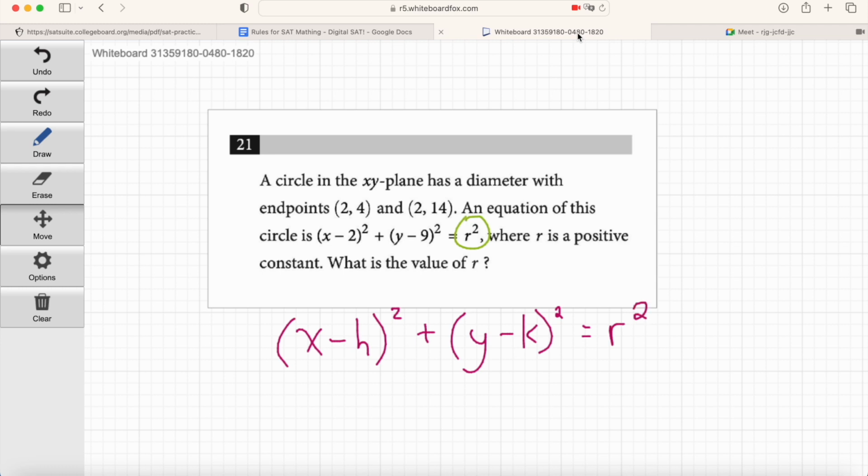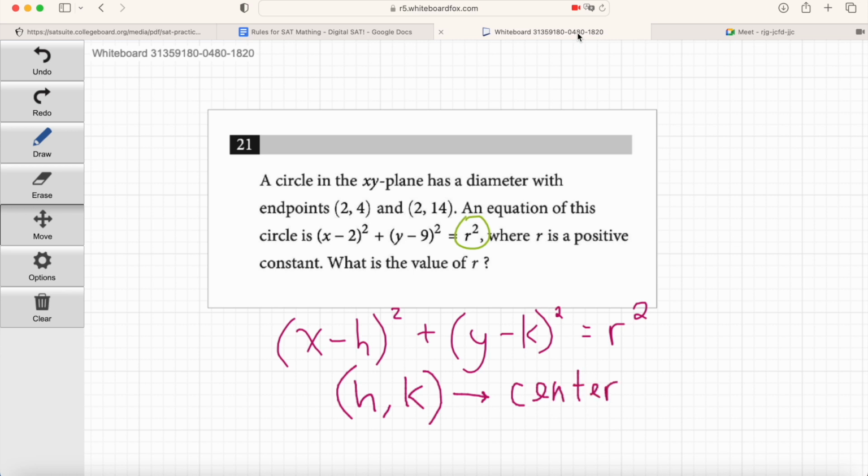And that's where r is the radius of the circle. I want to make that really, really clear. R is the radius of the circle. And then h comma k is your center point of the circle. It's not actually on the circle, right? It's kind of the bullseye in the middle of the circle. I'm going to make a note of that as well. You got to know what the h and k values mean.